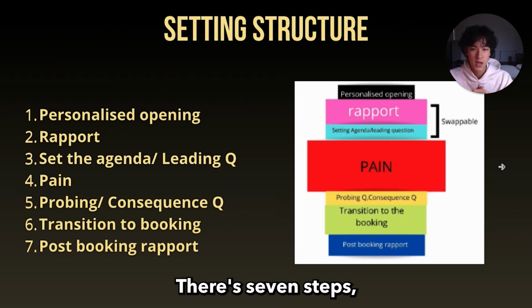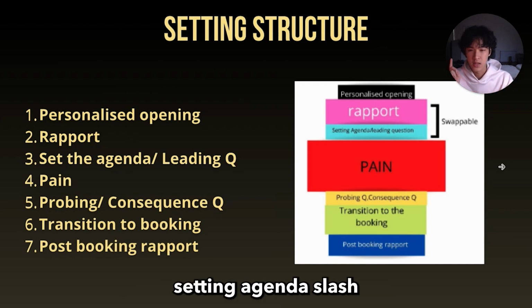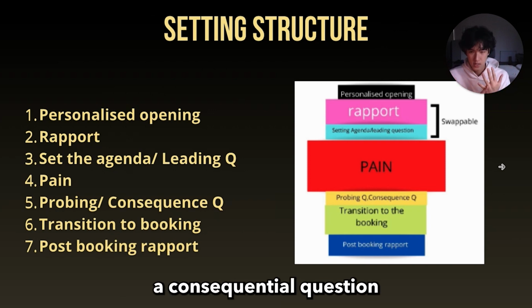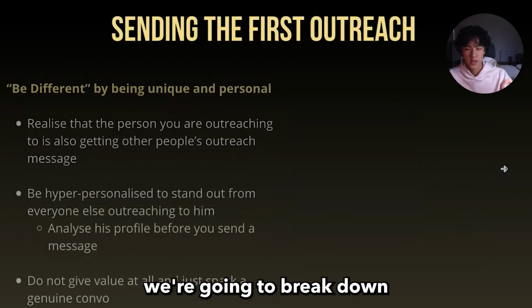There's 7 steps: personalized opening, sending an outreach message that's personalized to them, building rapport, setting the agenda / leading question, pain, probing question, and consequence question, and the transition to a booking, and then post-booking report. All right, so 7 steps. We're going to break down every single one of them.